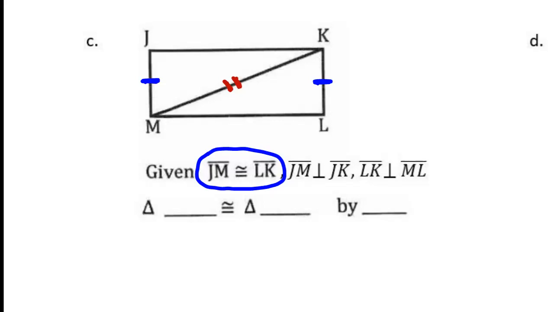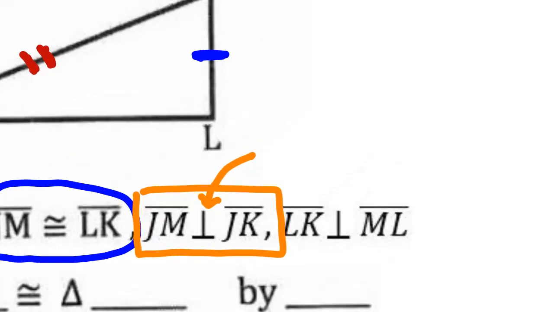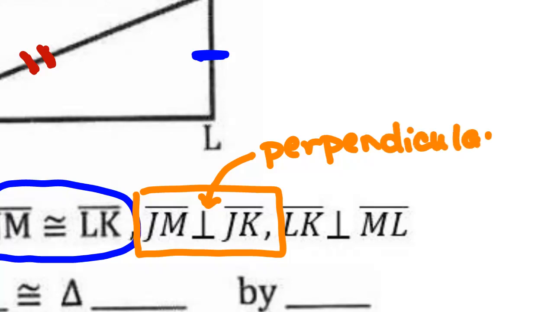Sometimes I miss that and don't catch it till the end because I get too excited about reading all the given stuff. But you always want to make sure that you're marking your shared sides as congruent. It tells me JM is, and then it has this funny little symbol. What does that symbol mean? Perpendicular. When I see something that says perpendicular like that, what kind of a marking am I going to put on my picture? Right angle.